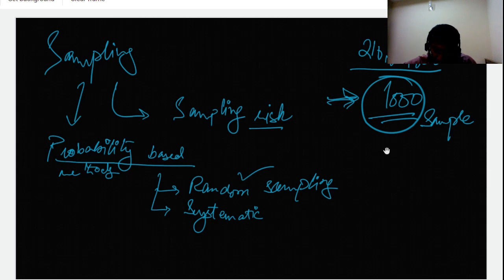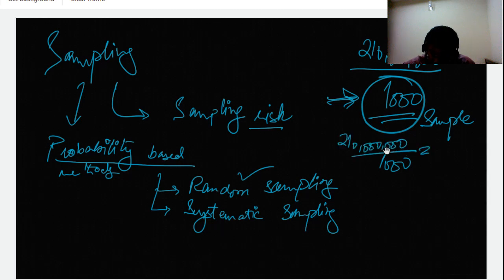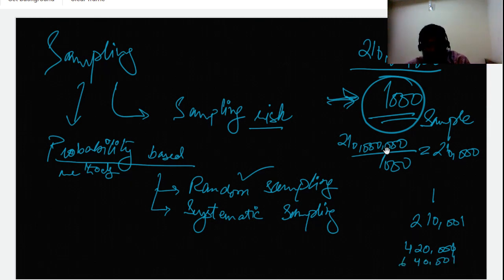The next one is systematic sampling. Systematic sampling is that I arrange these 210 million people in sequence. Then I divide this 210 million by 1,000. It would give me a number, 210,000, let's say. So if I start from 1, then the next person would be 210,001, the next person would be 420,001, the next person would be 640,001. So after every 210,000 people, I'd be choosing a person. Every 210,000th person, I'm choosing. I divide the whole population by the sample size.